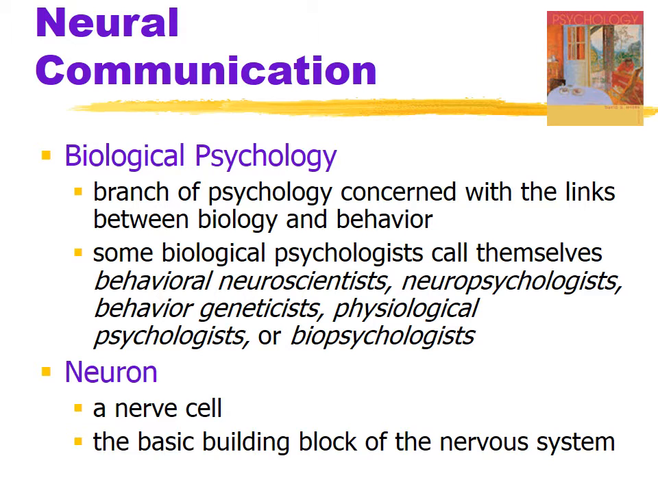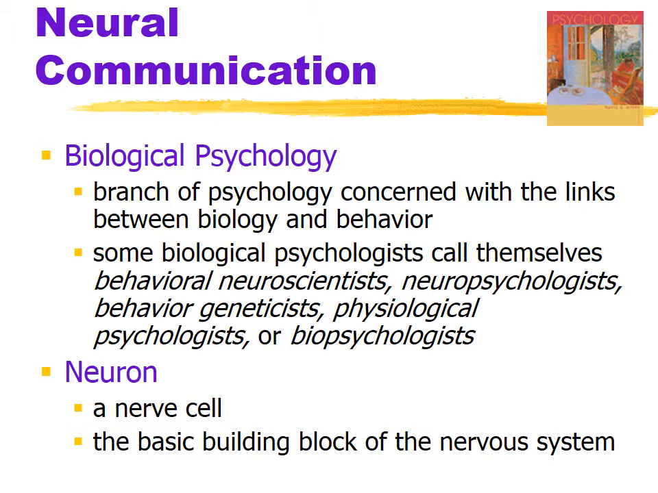First step is neural communication. And when we're talking about neuroscience, we're talking about what is sometimes referred to as biological psychology. What biological psychology tries to do is to create the link, or at least describe the link, between our nervous system and our behavior. And as you can see on the slide, there are a number of different ways of describing the work that these people do in a number of different job titles that each of them has.